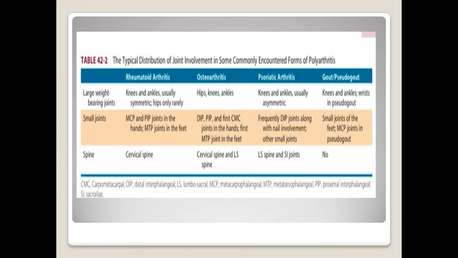As for the spine, only the cervical spine is involved in rheumatoid arthritis, whereas in osteoarthritis, lumbosacral is also involved, and in psoriatic arthritis, the sacroiliac joint is most commonly involved, and in gout, no involvement.